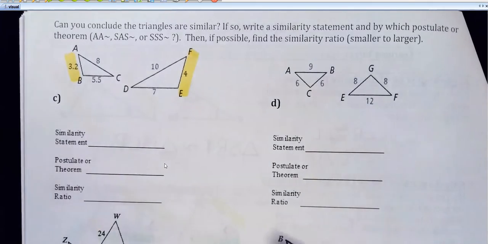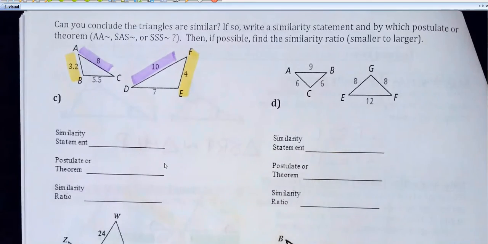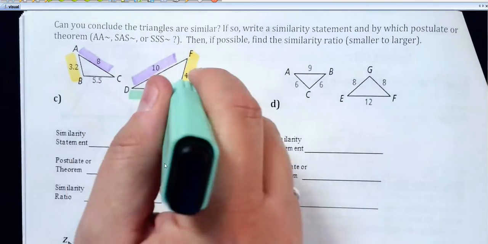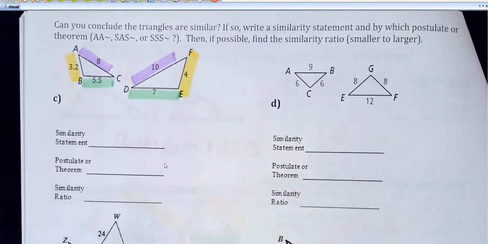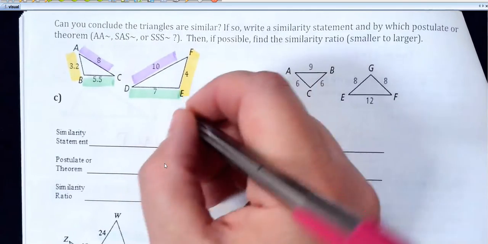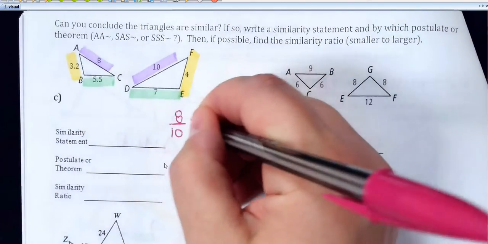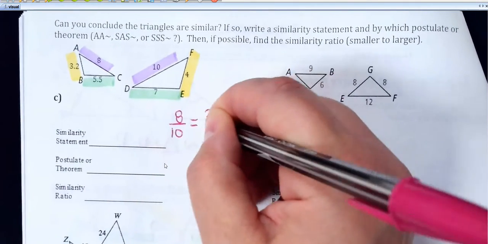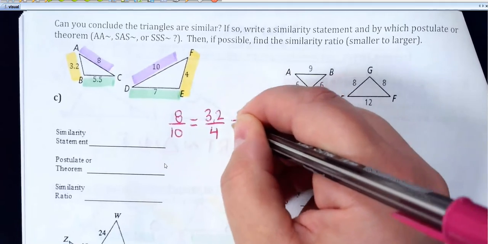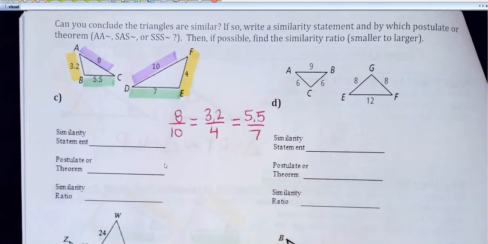Then I look for the biggest number. The biggest number here is 8. The biggest number here is 10. So those would have to match up if these are similar. And then the other two, those are in the middle, would have to match up. Now, this one has some decimals, so I want to make sure you guys know how to do this. If I want to check if my sides are in proportion here, one of them is 8/10. That's not bad. I could just do that. One of them is 3.2/4, and the other one is 5.5/7.